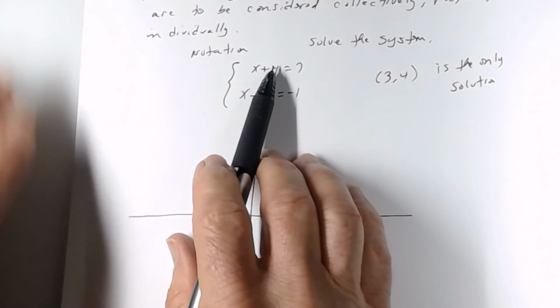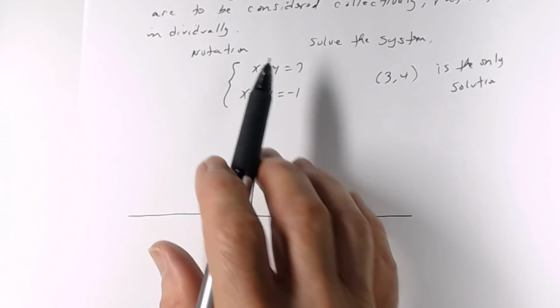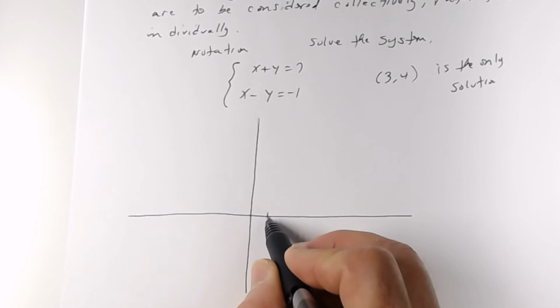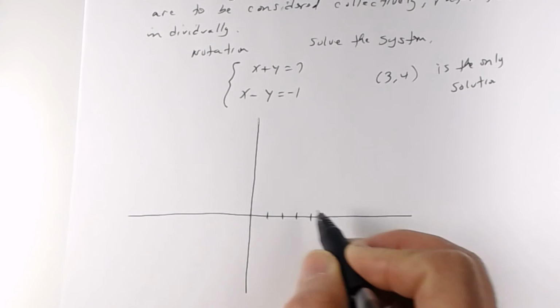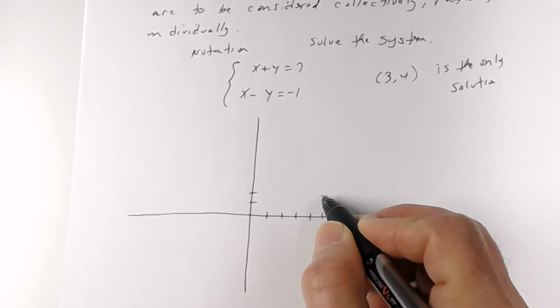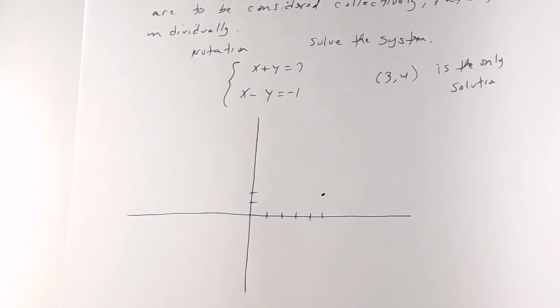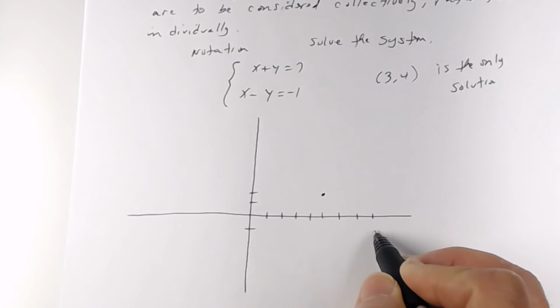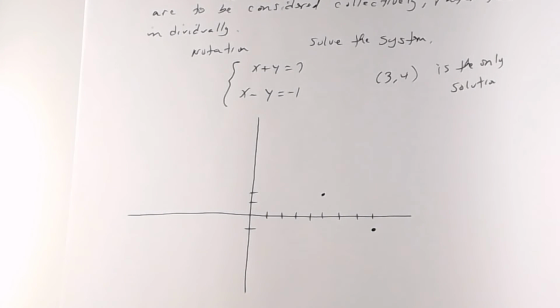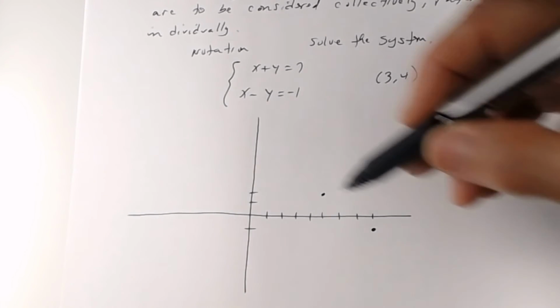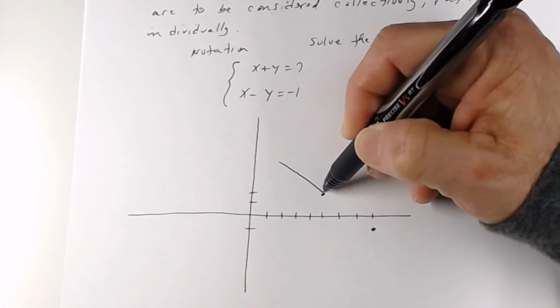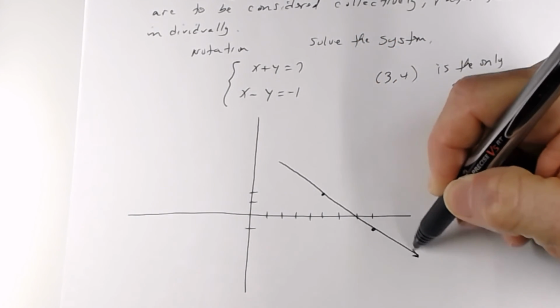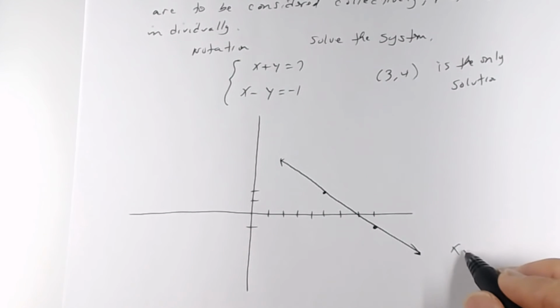All right, we already know some points for the first equation. One was 5, 2, and there's a point on the first one. And then 8, negative 1 was the other. Now I'm doing it by hand, so I'm going to cheat a little when I do this. So there's the line. This is x plus y equals 7.